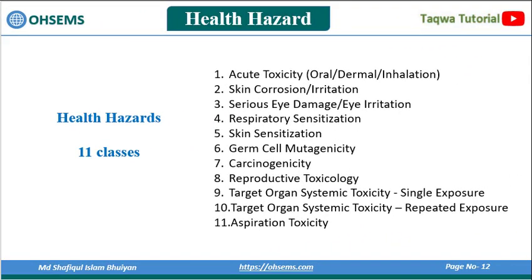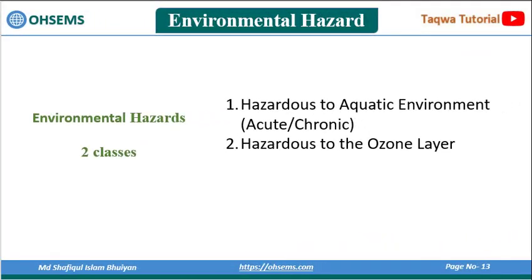Health hazards, 11 classes: acute toxicity (oral/dermal/inhalation), skin corrosion/irritation, serious eye damage/eye irritation, respiratory sensitization, skin sensitization, germ cell mutagenicity, carcinogenicity, reproductive toxicology, target organ systemic toxicity single exposure, target organ systemic toxicity repeated exposure, aspiration toxicity. Environmental hazards, 2 classes: hazardous to the aquatic environment (acute/chronic) and hazardous to the ozone layer.